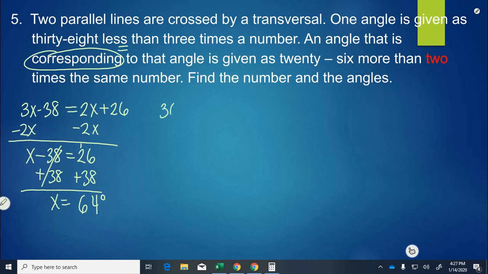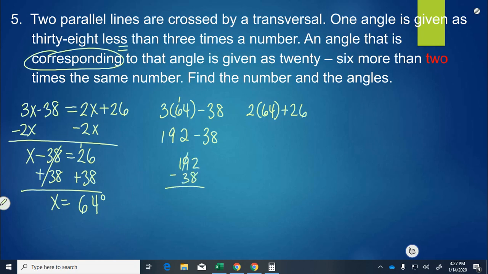So that's 3 times 64 minus 38, and 2 times 64 plus 26. 3 times 4 is 12, carry the 1. 3 times 6 is 18, plus 1 more is 19. So that's 192 minus 38. I can't do the math that way. If I'm going to do it without a calculator, I need to write it this way. Borrowing, I got 8 and 12. So that's 4 and 5, which is 154 degrees.